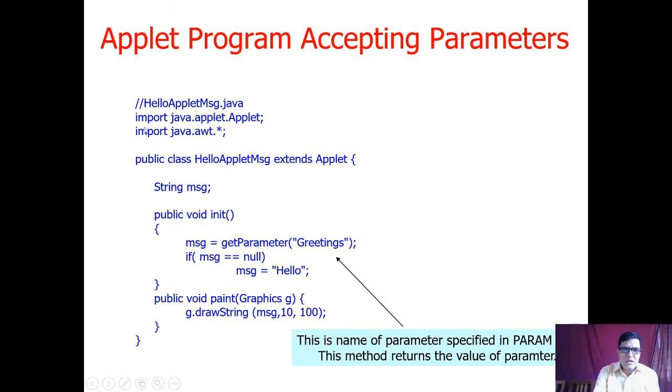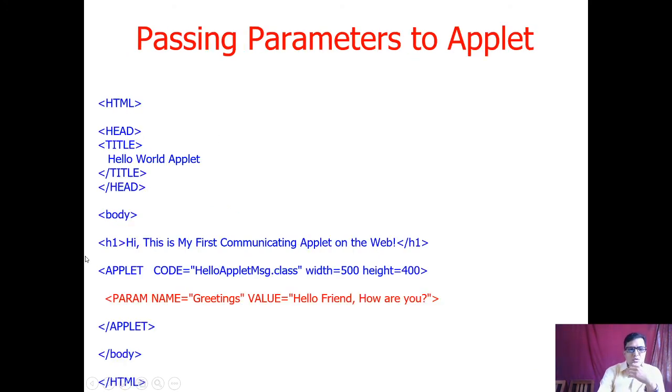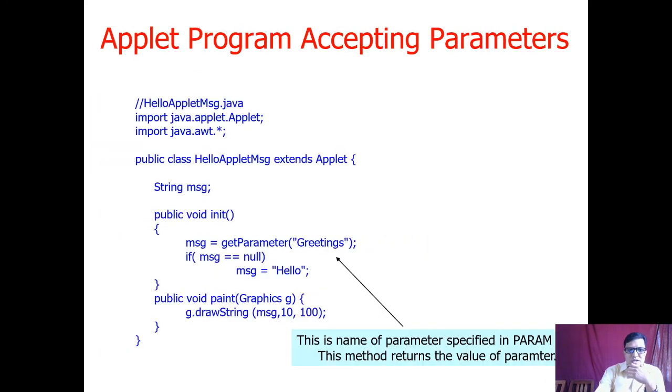Please observe here. import java.applet.* and import java.awt.*. You should specify these two lines. The applet code should be specified here as comment lines, and then you are adding one more tag, that is the param tag. The param tag consists of two attributes, one is name and another one is value. Now I am writing the class: public class HelloAppletMessage extends Applet. This class is inheriting the applet features.